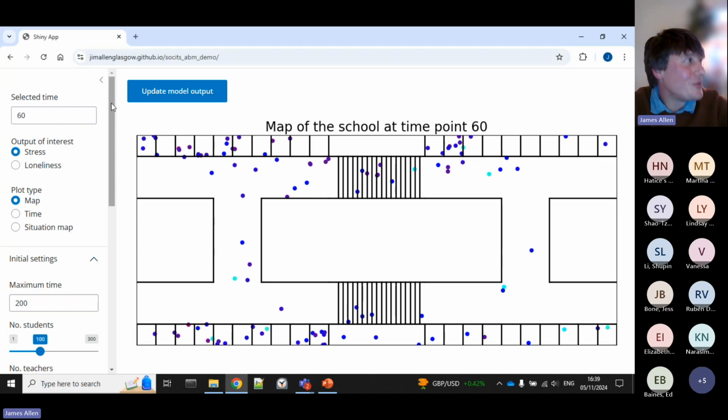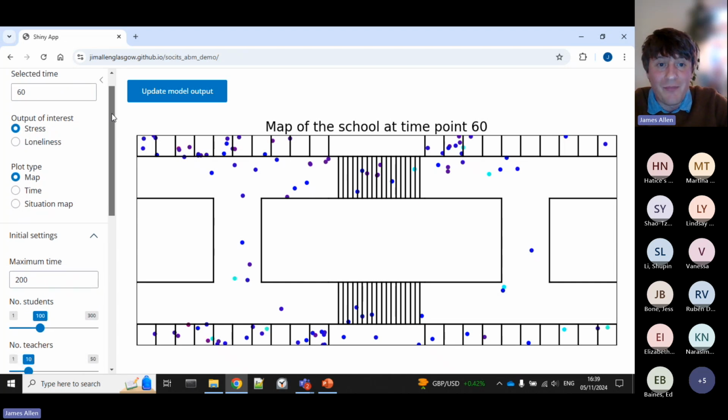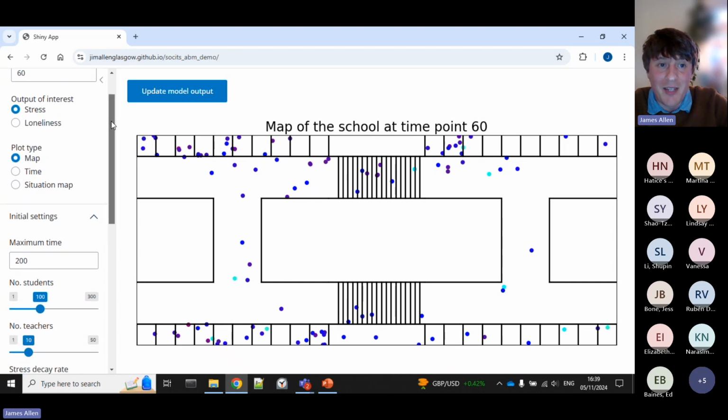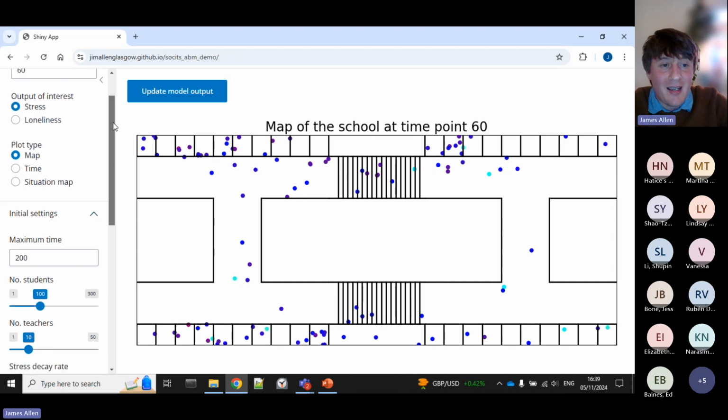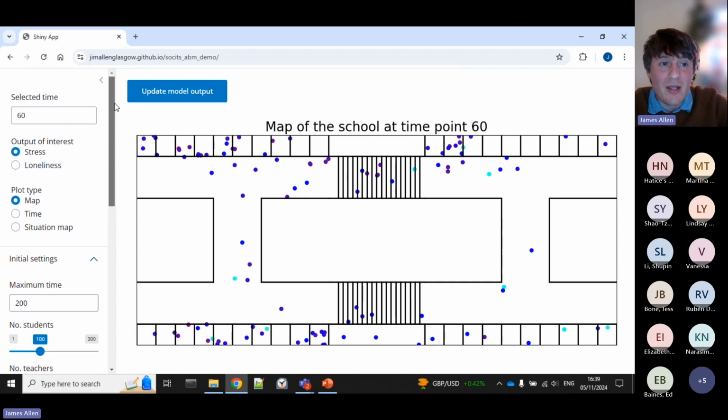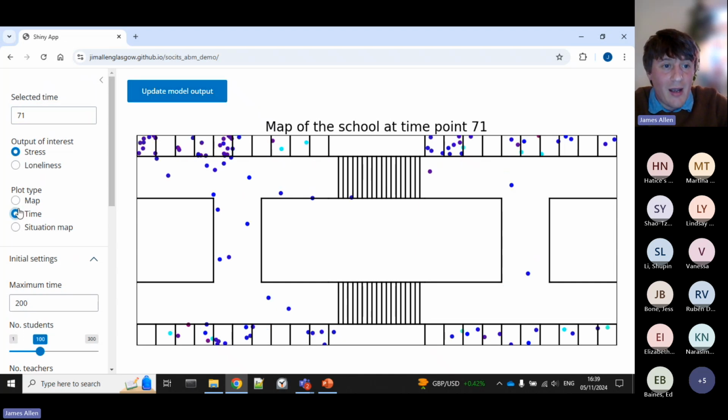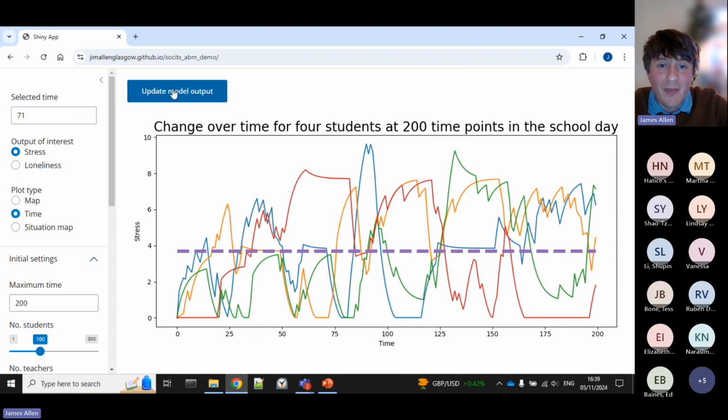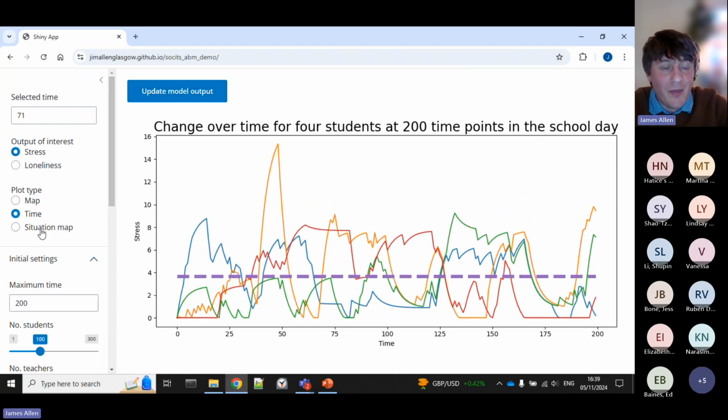This is not going to be the final model. We are still working on it. But if you wanted to play around with something, you're very welcome to go to this website and have a look. We will be updating it and improving it. Essentially, here are all our dots, and we can update the time a little bit, move them along, and then update the model output. We can also look at how stress changes through time. For 4 agents, this dashed line is the mean stress, and we can do it for a number of random ones.